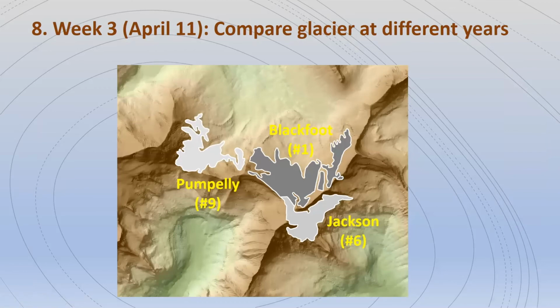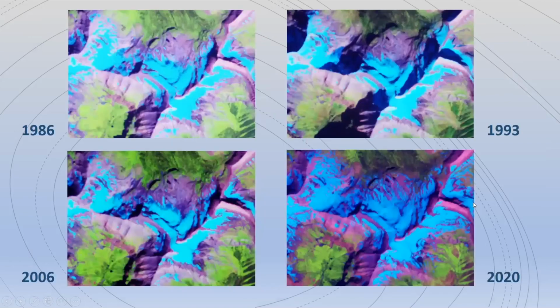Then they concentrated on specific glaciers at different years here. This is from the middle of the national park. The largest glacier is called Blackfoot, and there are also others like Jackson, which is the sixth largest one. So they looked at those areas and then compared the images at different years. For example, you can see that this is 1986, 1993, 2006, and 2020.